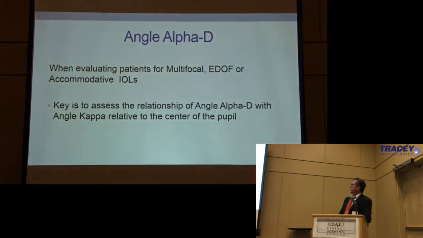So when evaluating patients for multifocals, EDOF, and accommodative IOLs, we really need to pay close attention to this. We have to look at angle alpha and its relationship to angle kappa, which is the difference between the center of the pupil and the patient's line of sight.